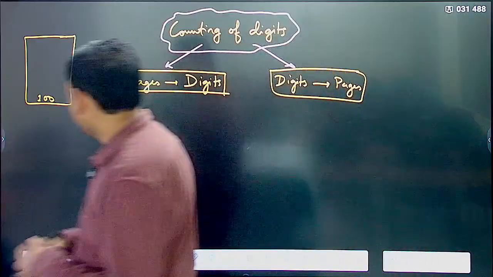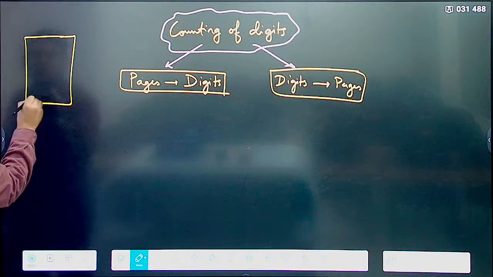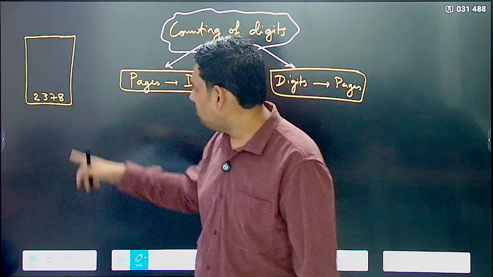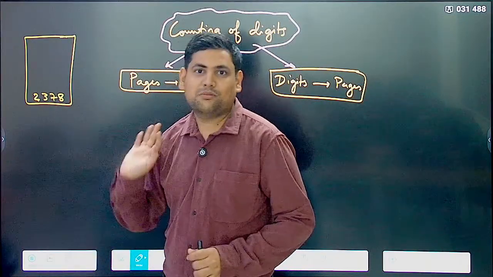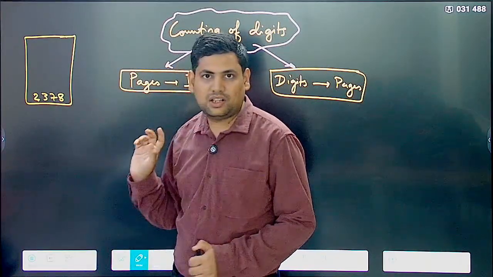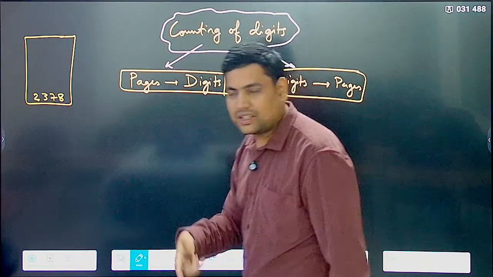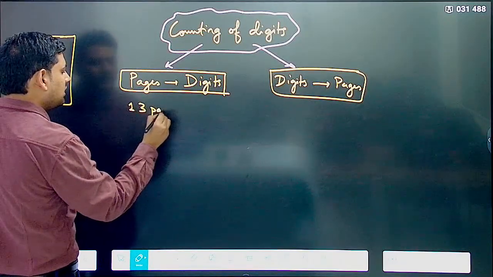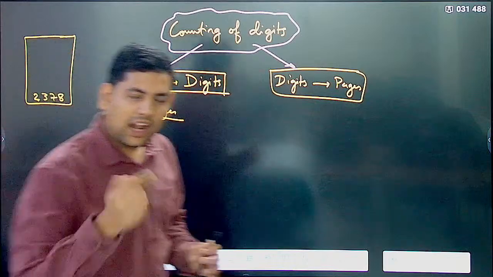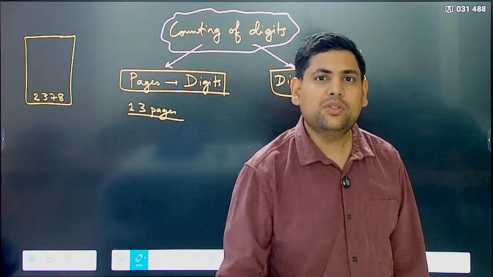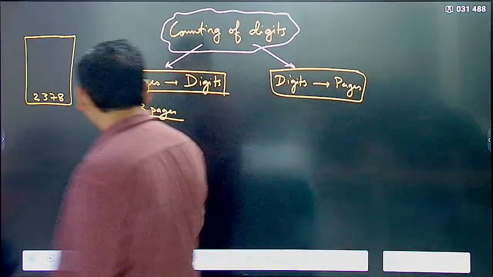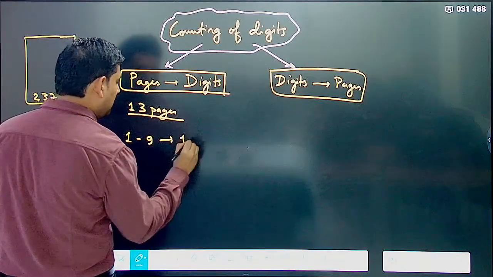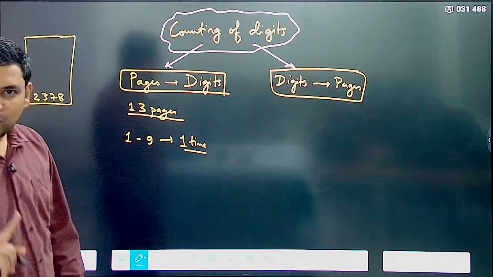Now, if I ask you any random page, for example 2378, how many times will you have to press keys? You will have to press keys 4 times. Correct? So this gives you the digit count. Now, for example, if a book is of 13 pages, how many times will I have to push my fingers against the keyboard? So 13 pages are there. For page numbers 1 to 9, I press 1 time each. Correct?